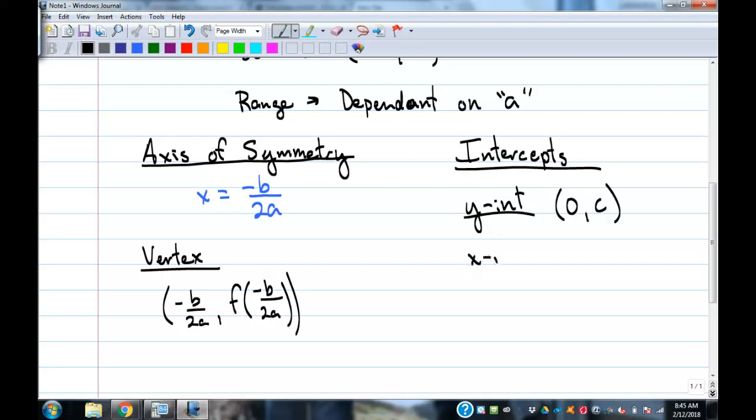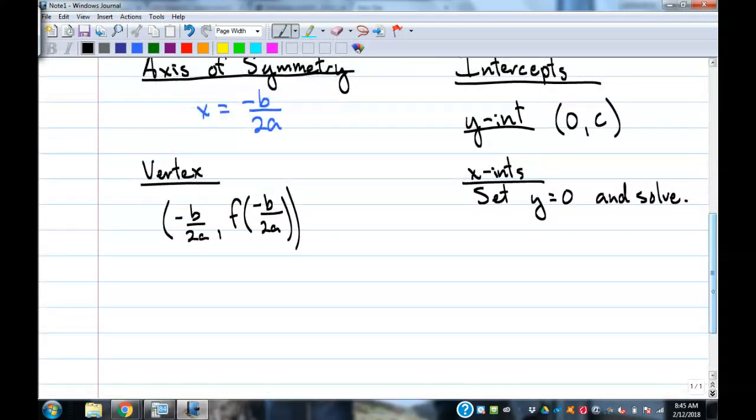X-intercepts. What are ways we can find x-intercepts? Put 0 in for y. And that gets us a quadratic equal to 0. So set y equals 0, and solve. Well, if we do that, what are our options for solving? Factoring should always be in the forefront of our mind. That's something that we can do quickly and usually easily. That sometimes works, but factoring doesn't always work.